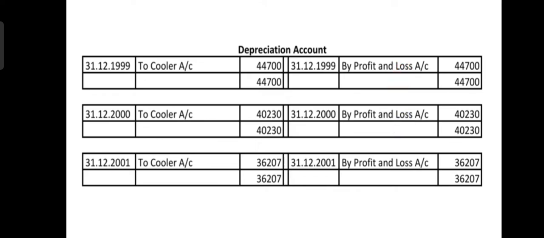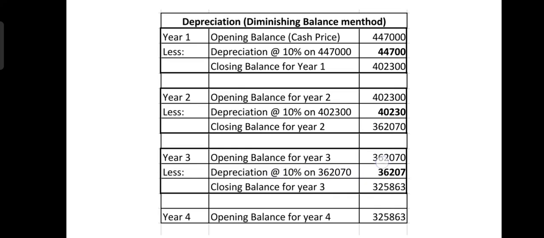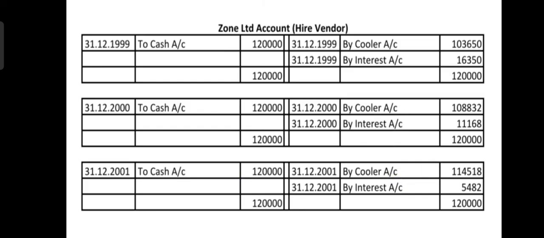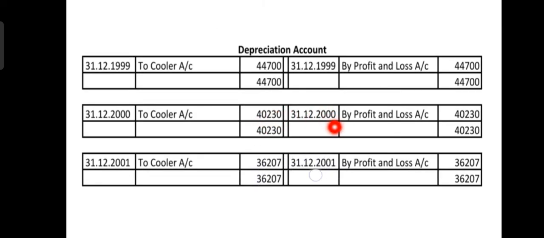The same happens for the second year, that is 31/12/2000. On that asset account you are charging 40,230, which you already calculated here. You record it under the debit side, and the same day you transfer it to the profit and loss account, 40,230. In the third year, how much you are charging, 36,207, and you transfer 36,207 to the profit and loss account. Like this, the depreciation account also will come to an end.